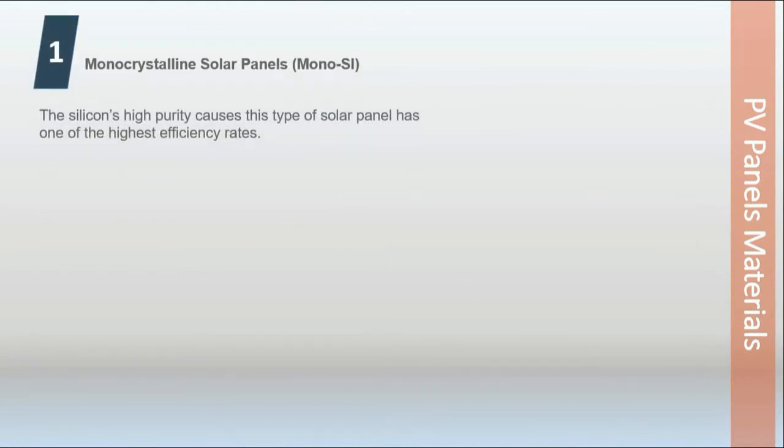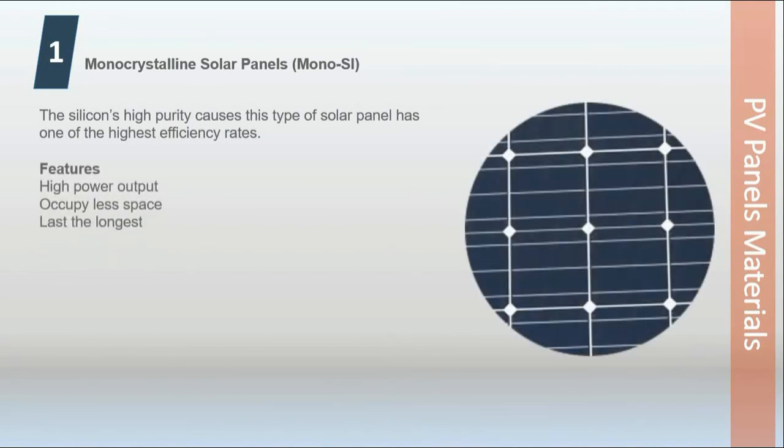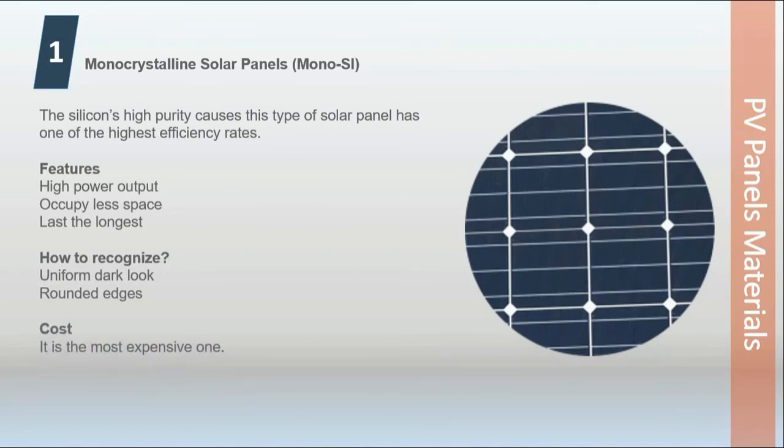So for the first one, monocrystalline solar panels, these are made from silicon, which has a high power output, occupies less space, and lasts long. We can recognize them by the uniform dark look and the round edges. When it comes to cost, they are the most expensive solar modules.